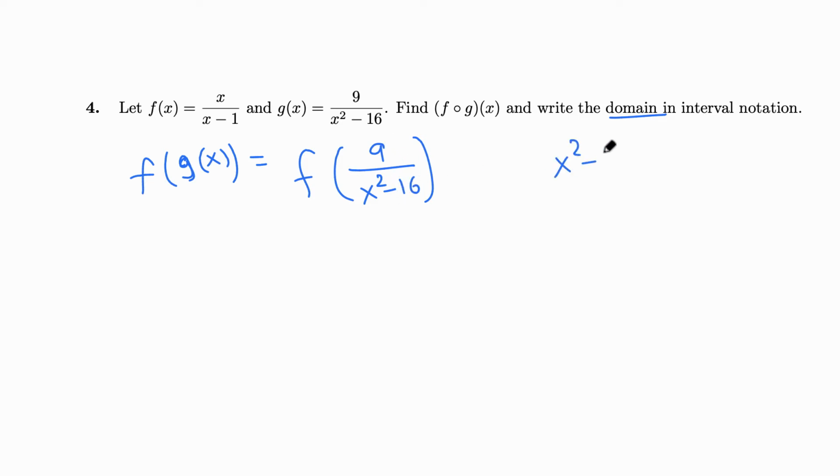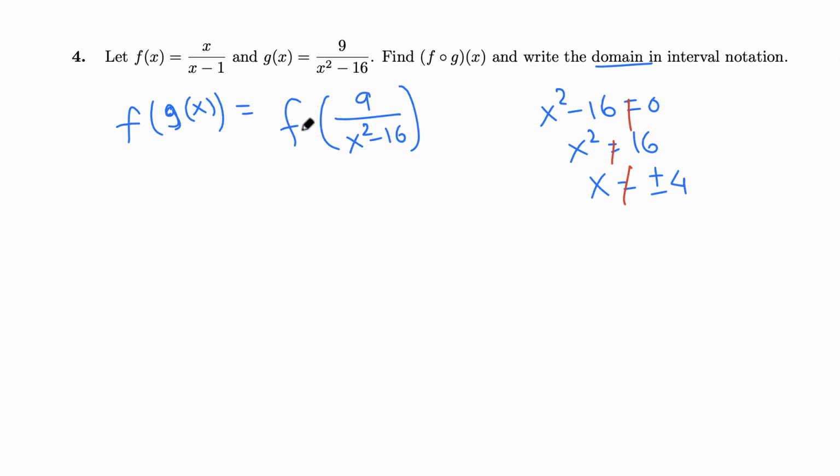So x squared minus 16 is 0 where? At 16, so that's plus minus 4. That means x cannot be equal to this. Okay, in fact, that's the restriction coming from here. Now keep on working. So f of input, now this one is kind of input. f of input is, look at here, x over x minus 1. Input over input minus 1.